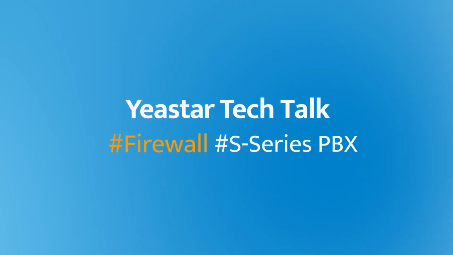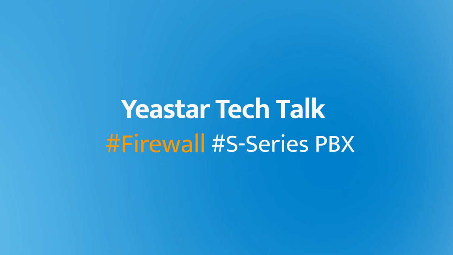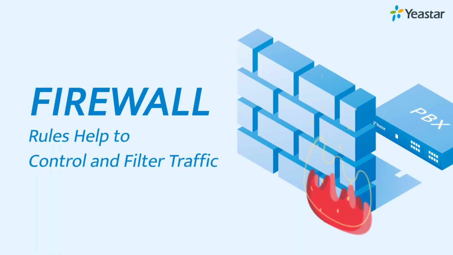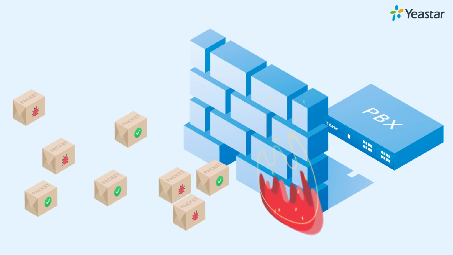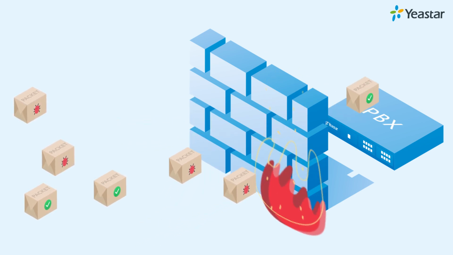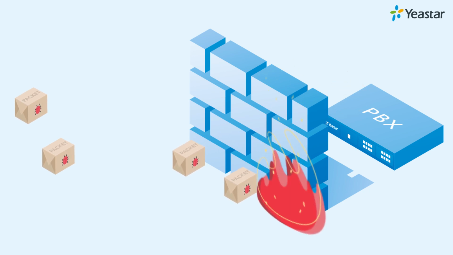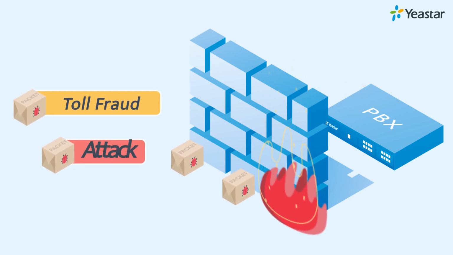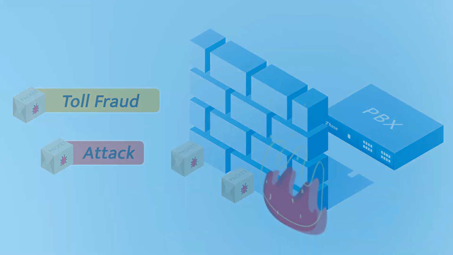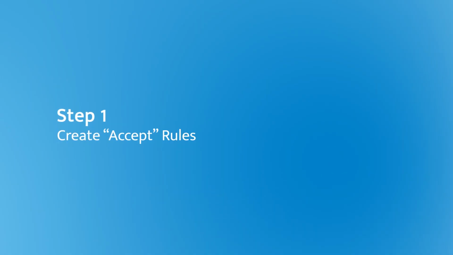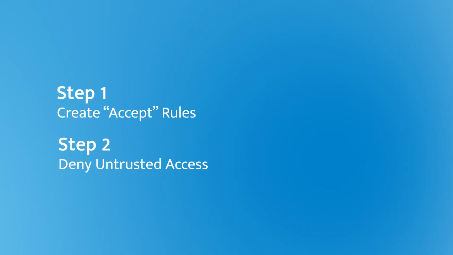Jason's here. Let's talk about firewall configuration on our Yeastar S-Series PBX. Firewall rules help to control and filter traffic that is sent to the PBX. Allow trusted packets while dropping untrusted ones. So we can use it to prevent toll fraud or other malicious attacks from the internet. Now, let's learn how to configure the firewall on the PBX.